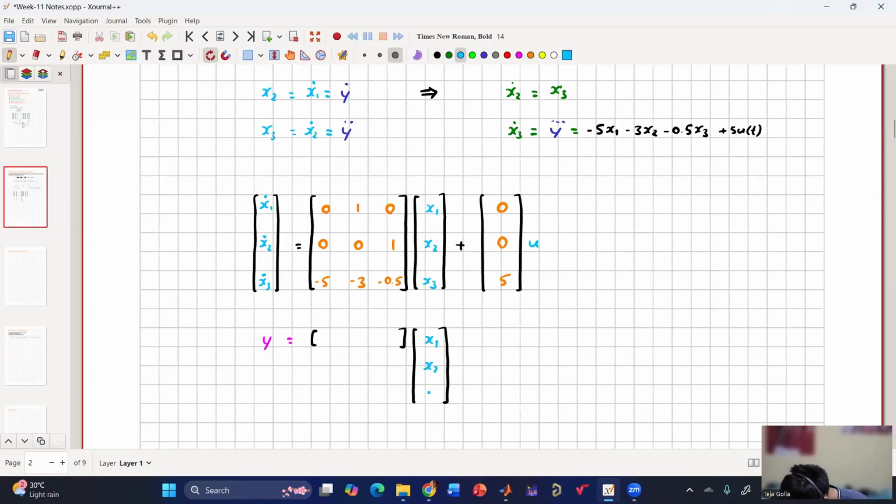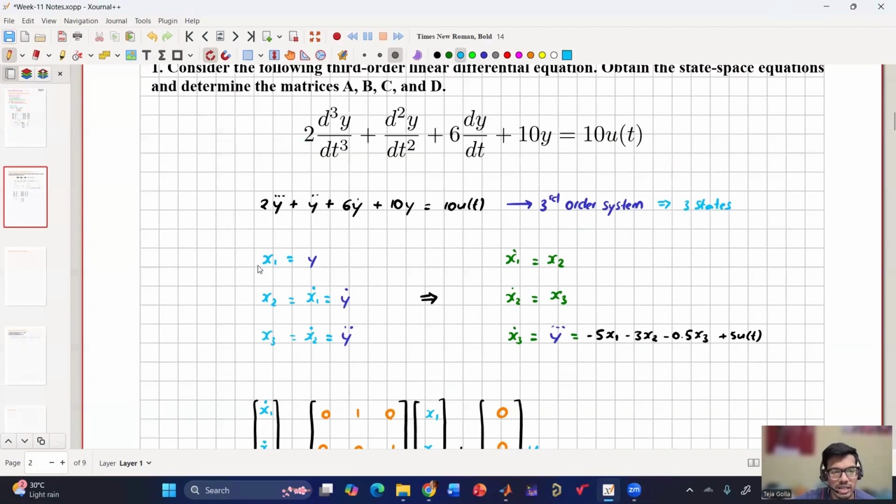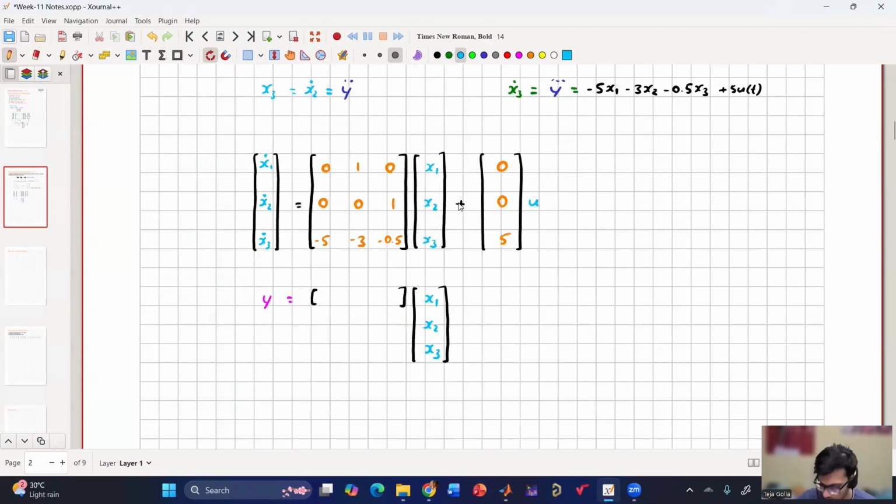x1, x2, x3. Say my y is the output. I know y is nothing but x1, so it should have only x1. So the vector will be 1, 0, 0. And there will be no D because there is no relation between the input and output. So the D is not there and we'll have only the C matrix. Basically D is nothing but 0. So I can write it as plus 0 into u. Okay.